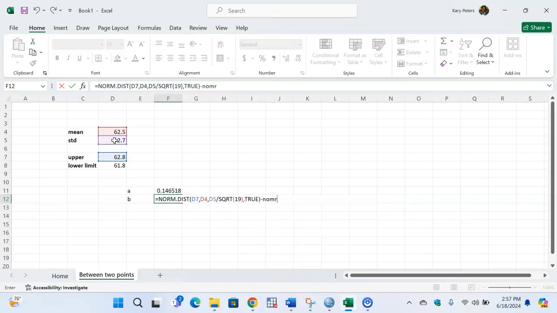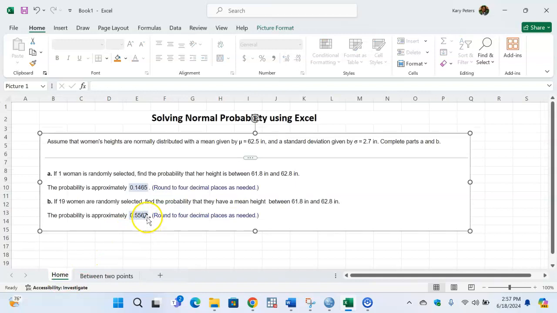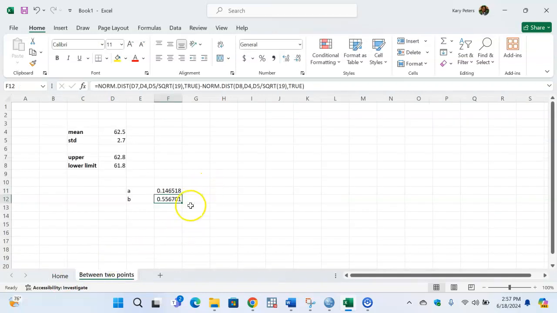Then minus normal distribution for what? The second point, the mean, then standard deviation as well, but now this time around it is the standard error divided by the square root of 19. Then cumulatively we have, yeah, that's it. So that should give us an answer. 0.5567. So that's it. Here we are. So this is how you solve in-between two points probability distribution using Excel.